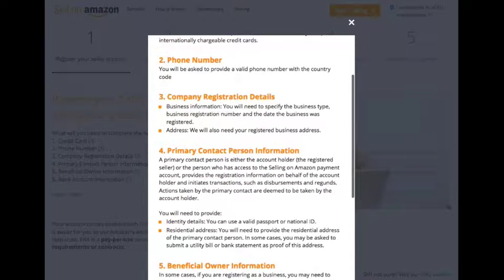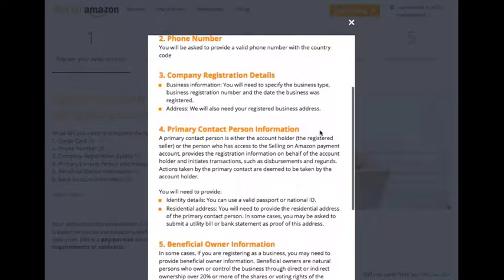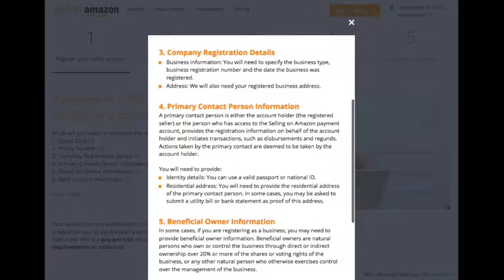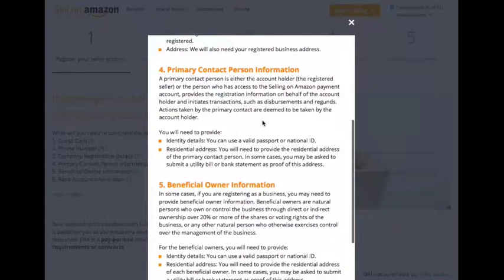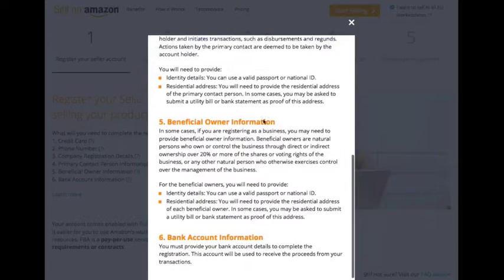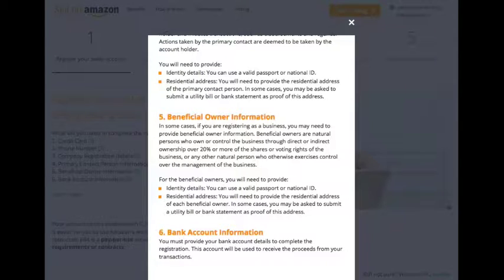Your company registration details. So that's pretty simple. You've got to register yourself a company. Your primary contact person information. So that can be you, Mel, or it can be a nominee director or something like that, or a nominee person that you have within that territory. The beneficial owner information. This is a new thing that's been launched in England fairly recently, and this is really to combat the amount of people who are now moving to England as a tax haven.